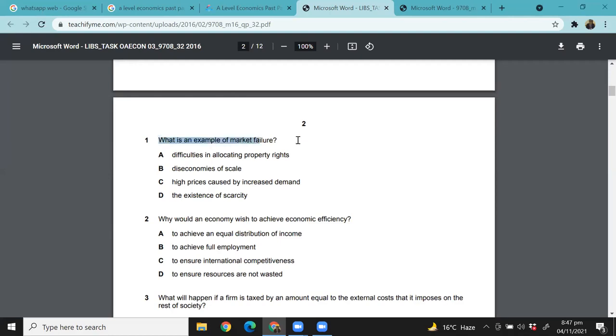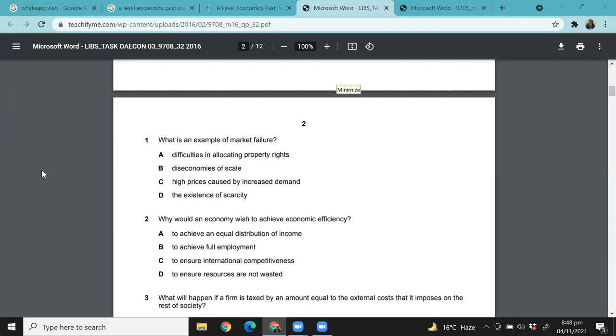What is an example of market failure? Difficulties in allocating property rights, diseconomies of scale, high prices caused by increased demand, the existence of scarcity. Interesting. Right. We can complete all with that then.